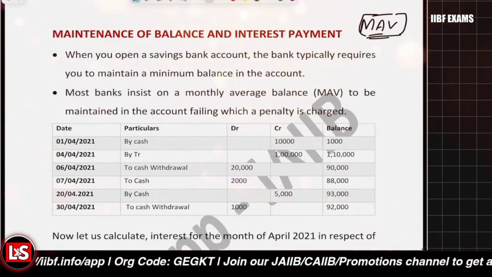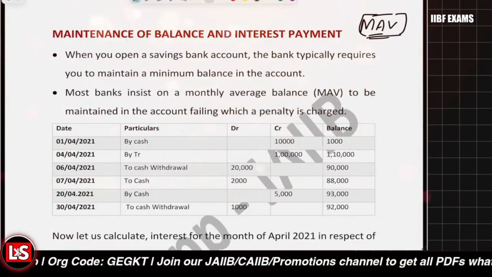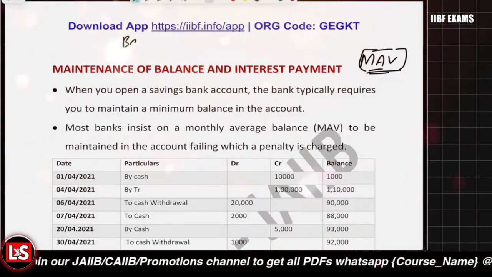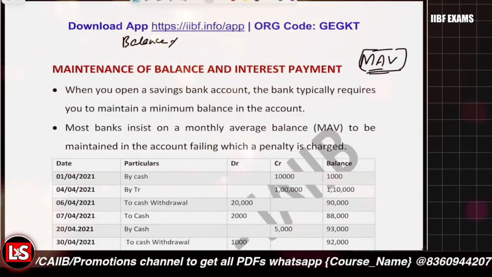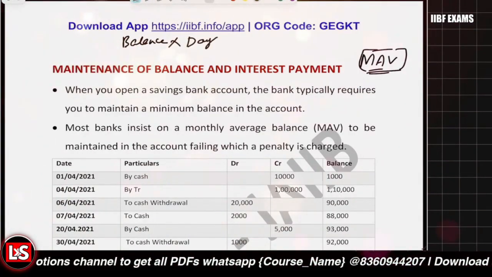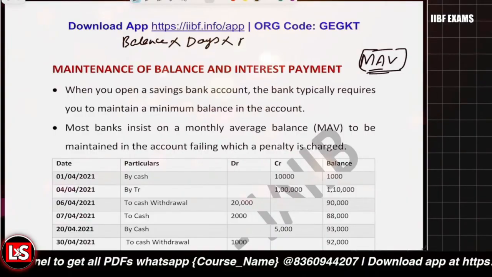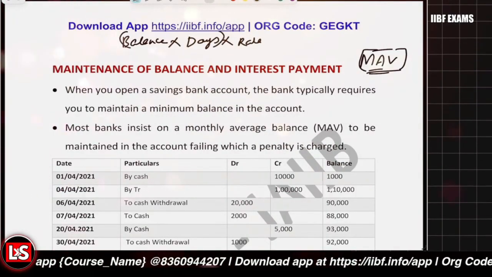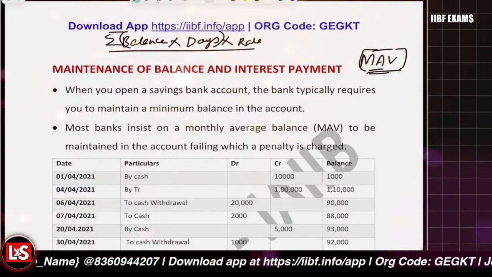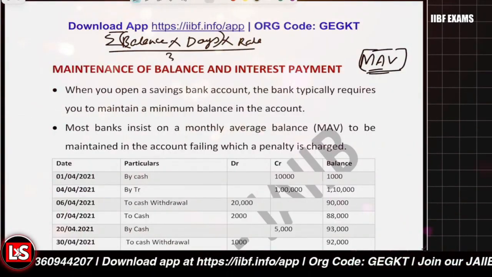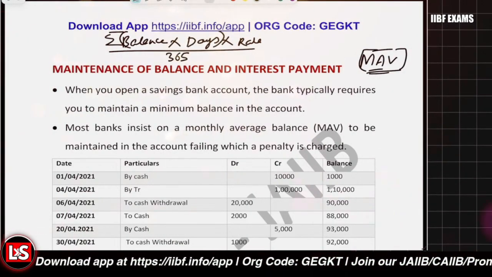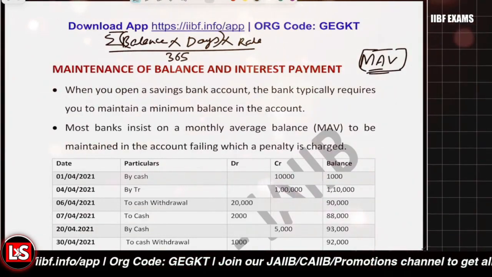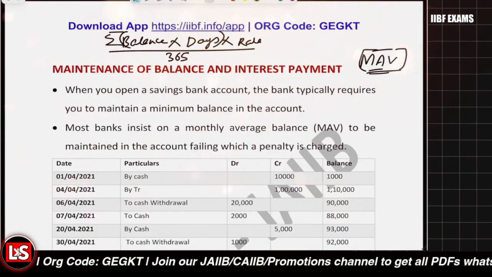And what is the calculation formula? It's very easy. You have to look into the balance, multiplied by the days, multiplied by the rate, and take the summation of all these for the complete month and divide by 365. This is the formula for the interest calculation.